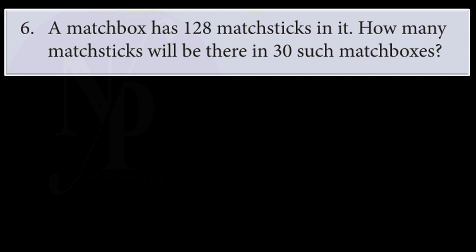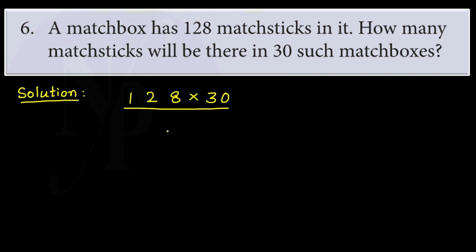That can be found by multiplying 128 by 30. Let's do it now. Here I have written 128 into 30. Though this is multiplication of a 3-digit number by a 2-digit number, this can be done in a single step. We have 0 in ones place here. So what we can do is just multiply 128 by 3 and put 0 in ones place of the product. You will get the required answer.